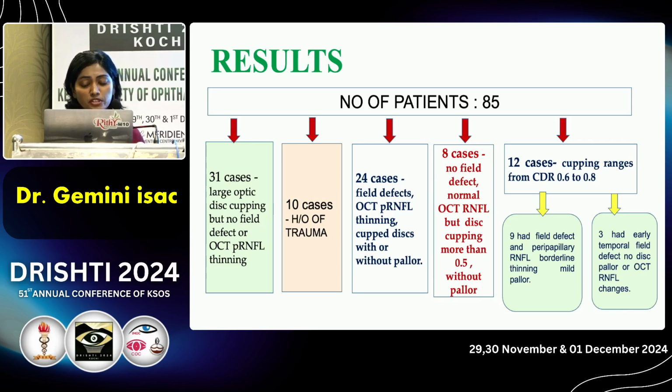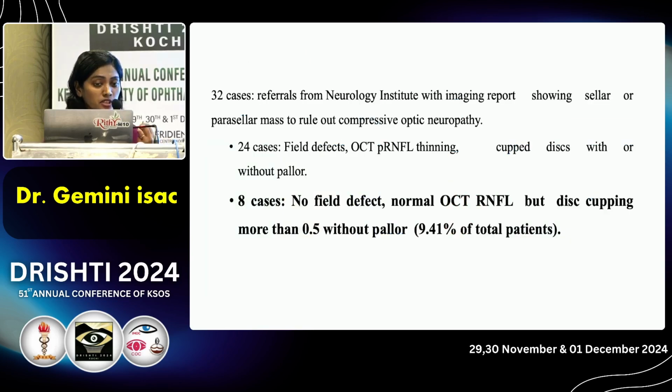This is the distribution of the total 85 cases. I will come to them one by one. These 32 cases were referred from the Neurology Institute at our nearby center, and among all these 32 cases, they had already been imaged and found to have cellular or paracellular masses. They were sent to us to rule out compressive optic neuropathy.